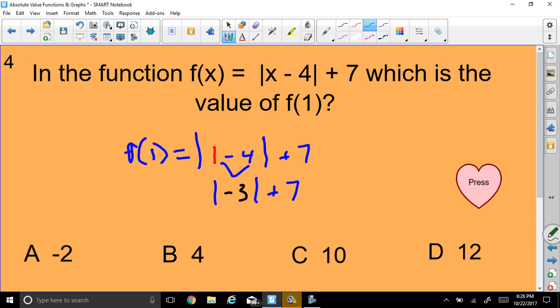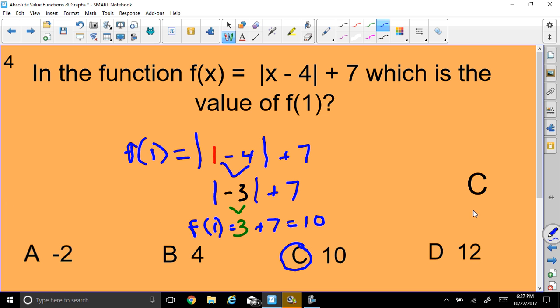The absolute value of negative 3 would be positive 3. And we've got to add 7 to that, and that'll equal 10. So f of 1 is equal to 3 plus 7, which equals 10. So I'm going to go with choice C. I did my substitution again, and I ended up solving it just like we did before. So choice C is correct.